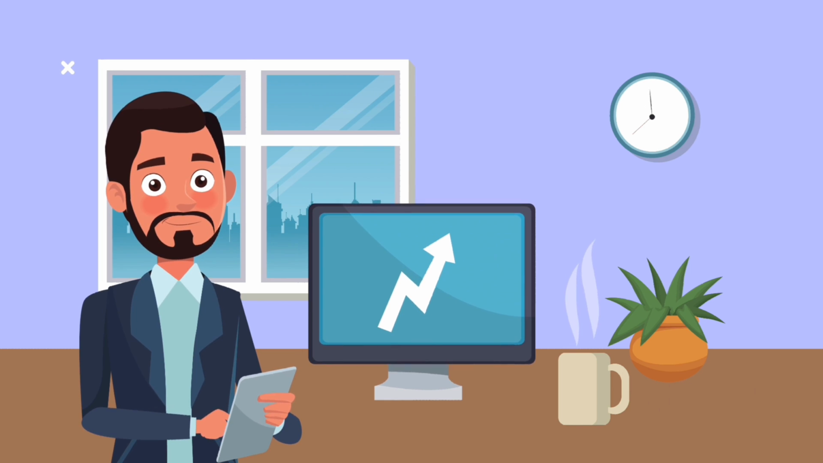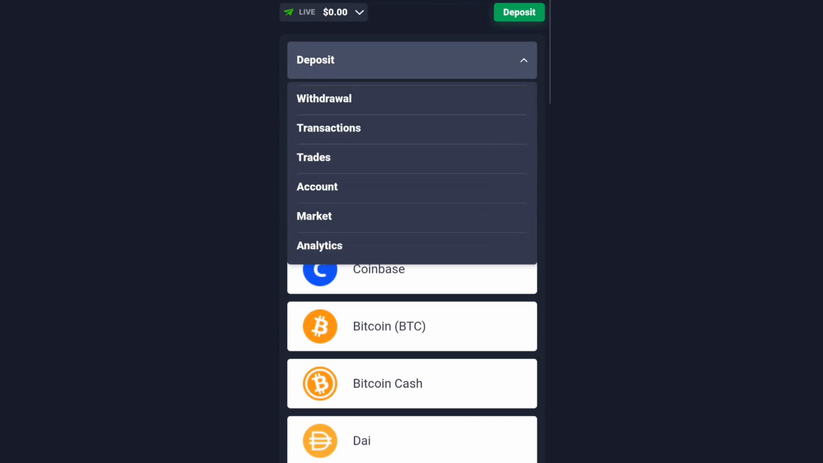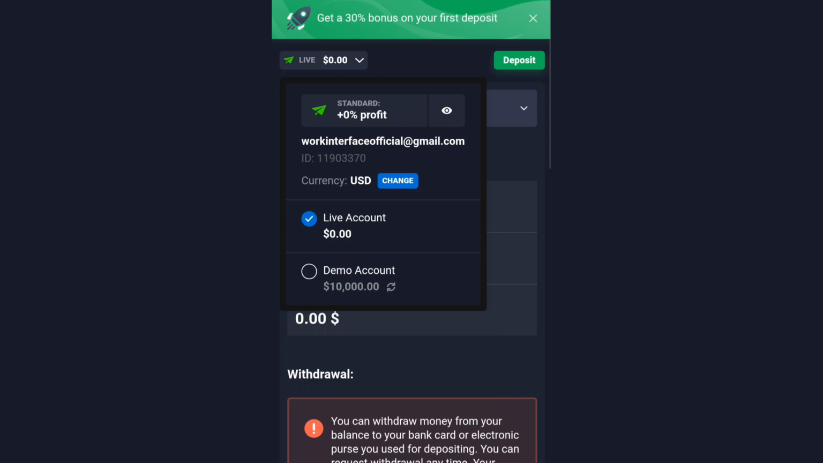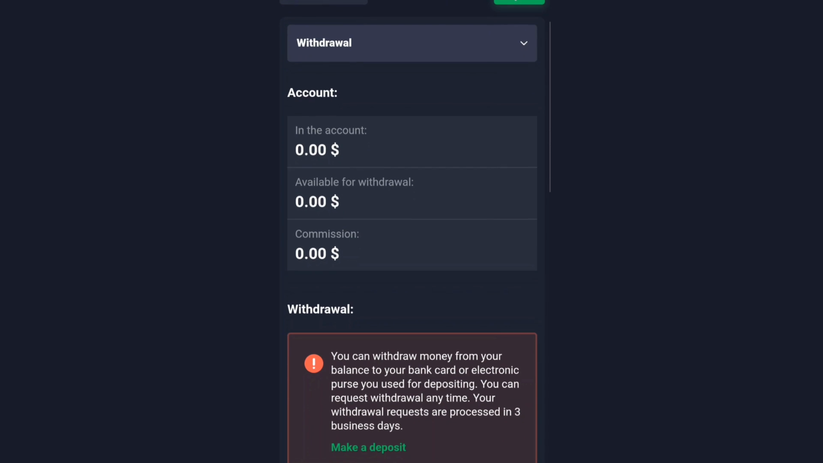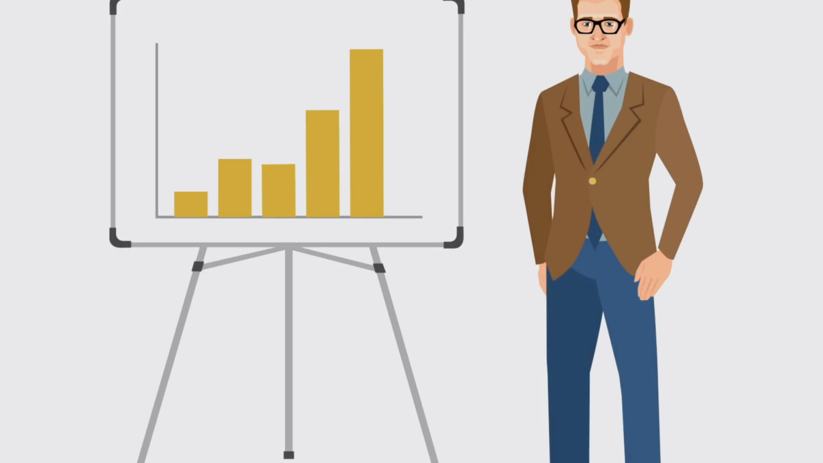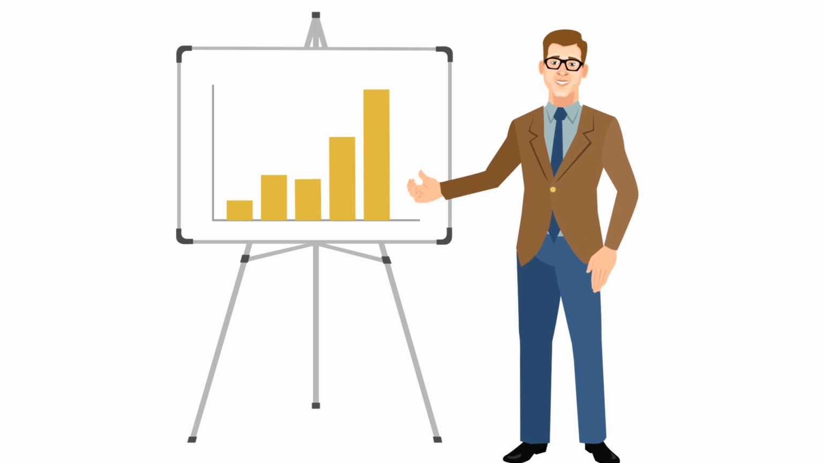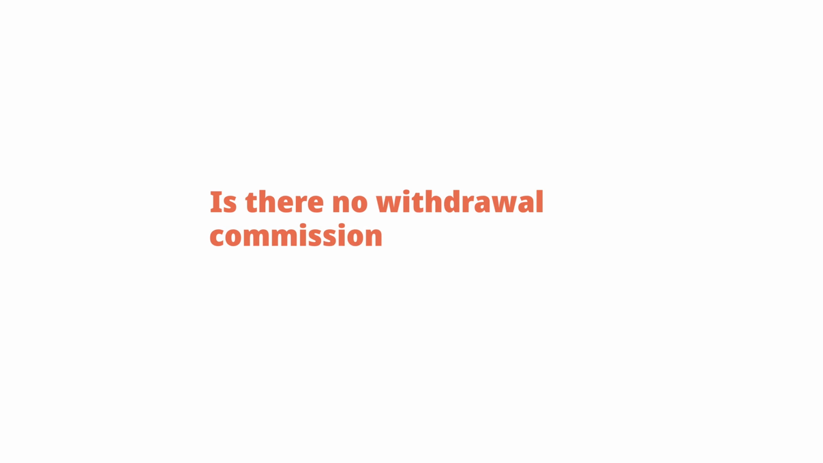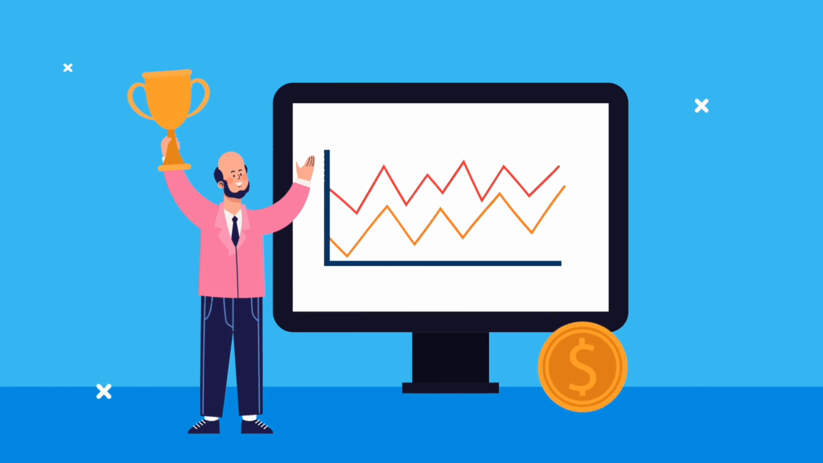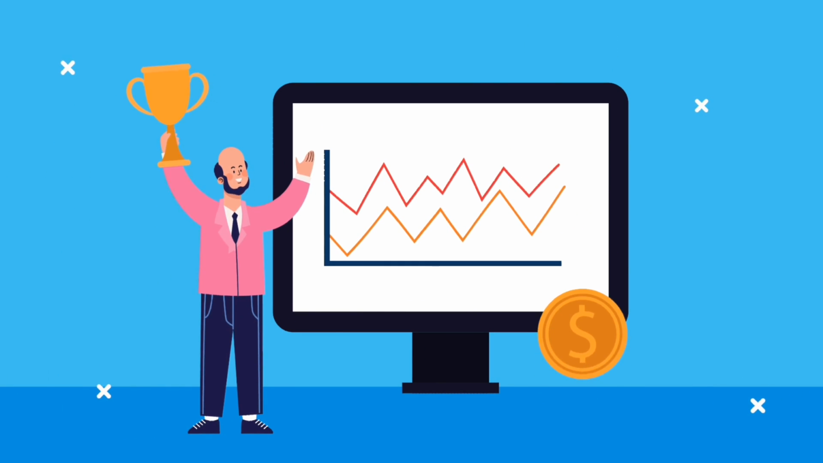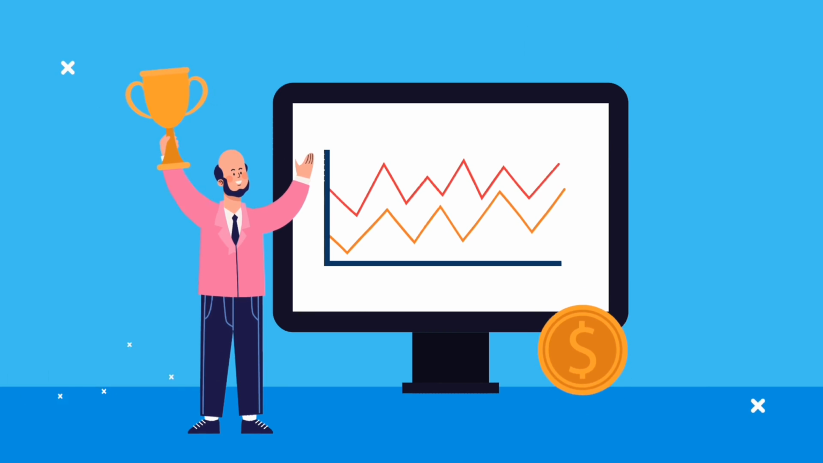So, to make a successful withdrawal, go to Withdrawal and choose the payment method to which the money will be sent. To withdraw money into a crypto wallet, select the crypto wallet to send the money into. Input the amount to withdraw, enter the PIN code sent to your email, and click on Confirm. With this explanation, I'm sure your next question is, is there no withdrawal commission or fee on withdrawal? Well, Quotex does not actually charge fees for deposits or withdrawals, so that's a piece of good news for you.